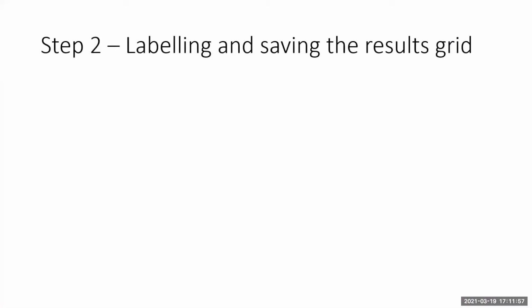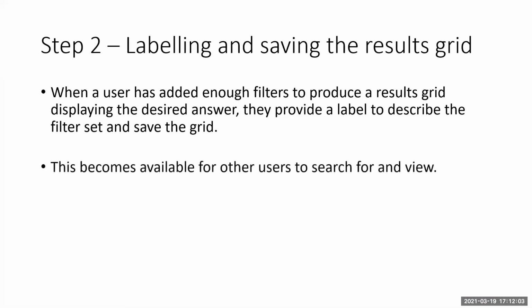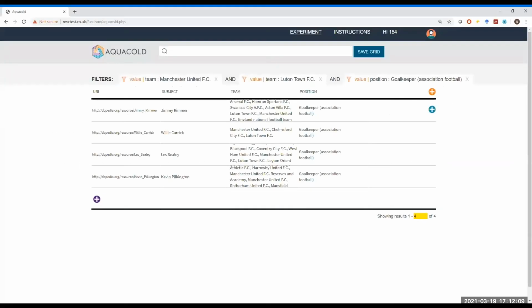And the next step is to label and save the results grid. When we've added all the filters to get the results that we want, we can add a label which then becomes available for other users to search and find. So they don't have to go through the query builder step. They can just type a natural language question in here and get their answer. So here, this is another user who's looking for every goalkeeper who's played for Manchester United and Luton.